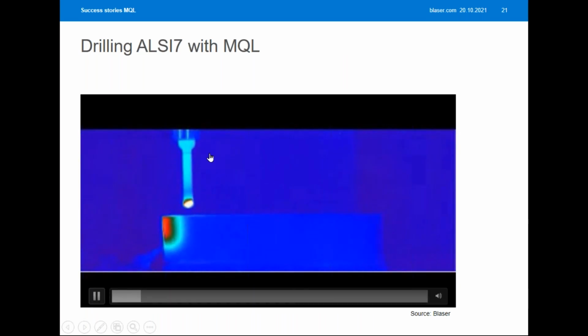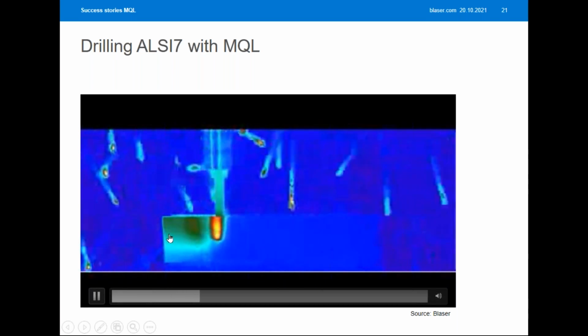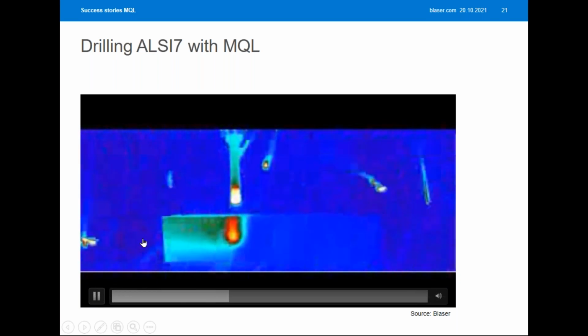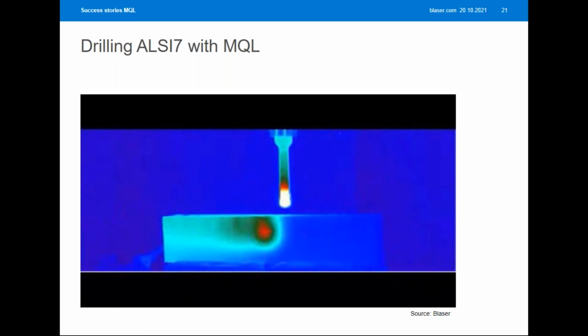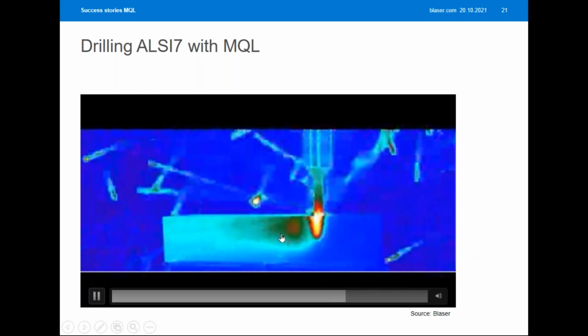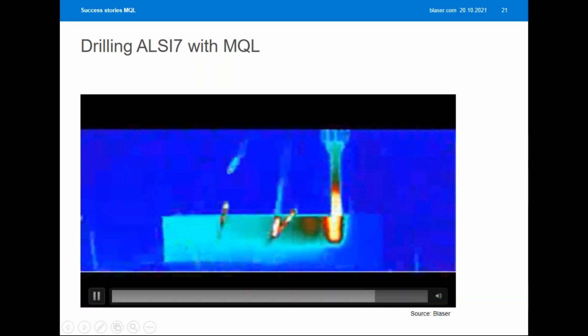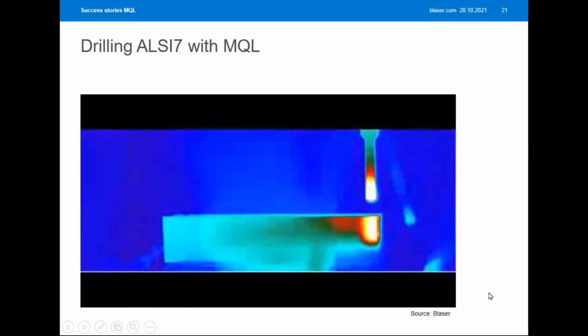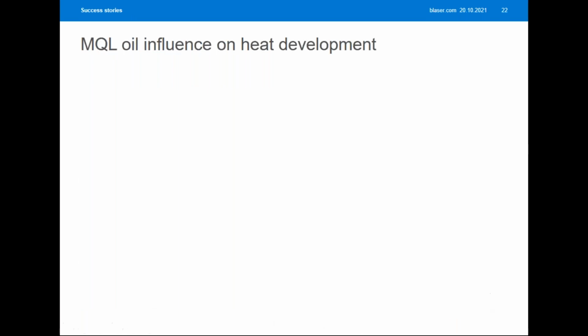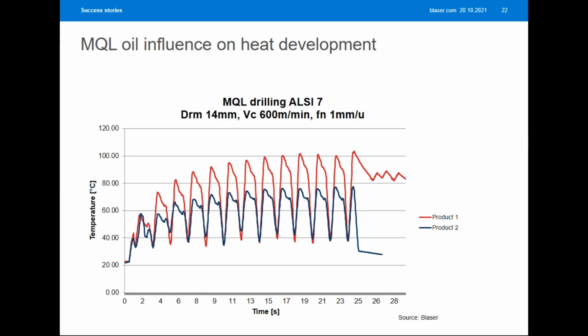So I've done a lot of talking. Here you see an example drilling AlSi7 with MQL, and as you see, the temperature is cut away with the chips. It is not really in the workpiece. There isn't a high temperature. And in the tool, we were measuring the temperature, and you will see right on the next slide what the influence of the oil in an MQL process has.